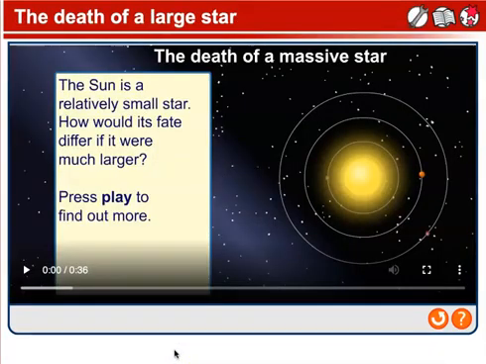The death of a large star. Let's explore the death of a massive star. The Sun is a relatively small star. How would its fate differ, as we've already observed, to a much larger star?